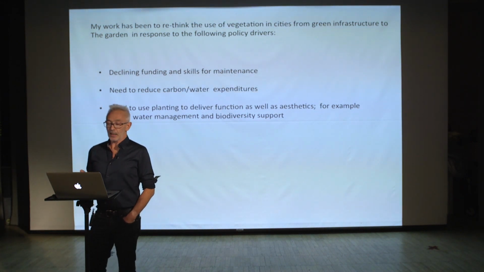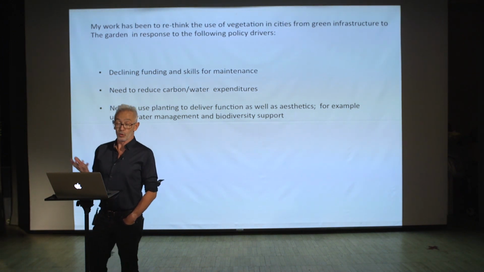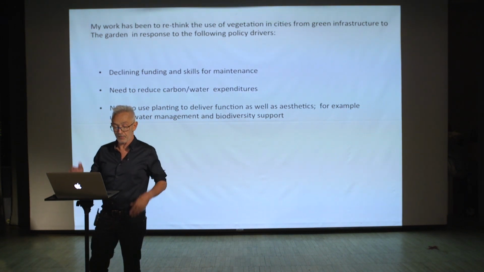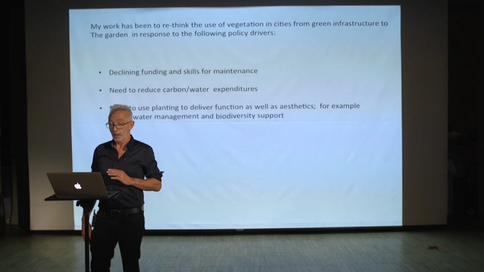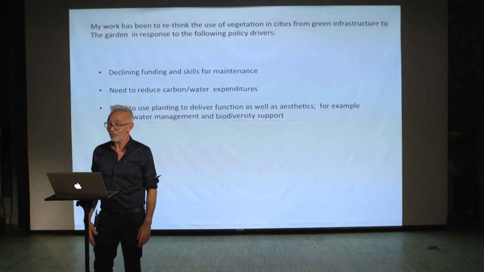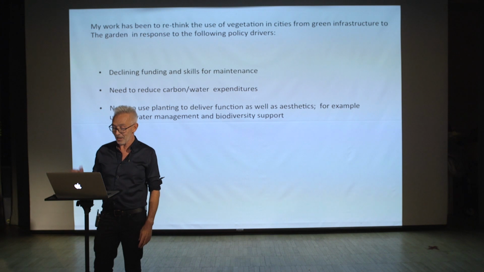I want to use planting and sowing to deliver function as well as aesthetics. So, for example, how do you contribute to urban water management and how do you support biodiversity? And we need to integrate these things rather than having a duality of, oh, that car park's for parking cars and that's a nature reserve. The car park needs to be a nature reserve, and that's actually achievable quite easily. But until we make those intellectual leaps, we're never going to do that.